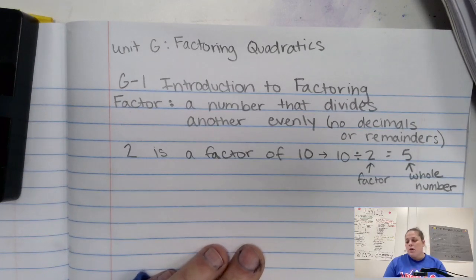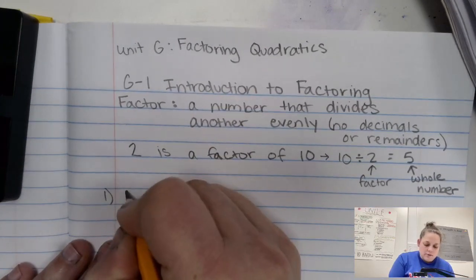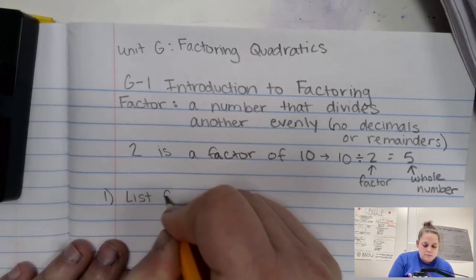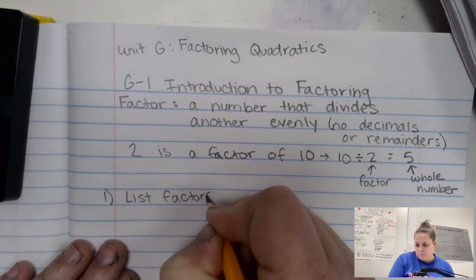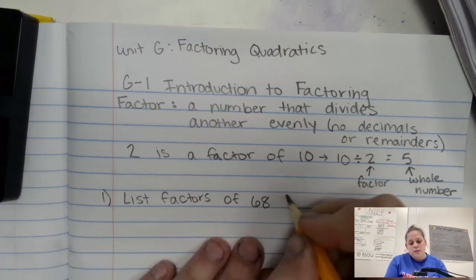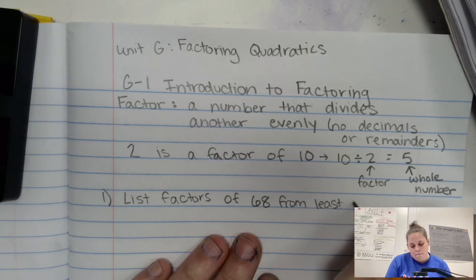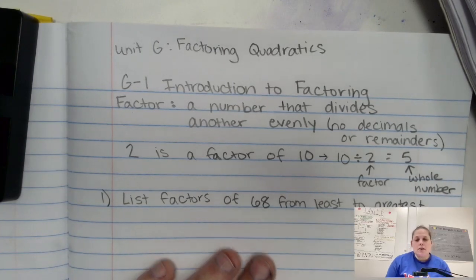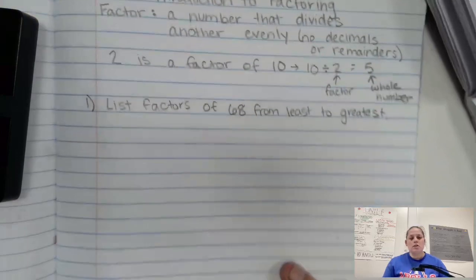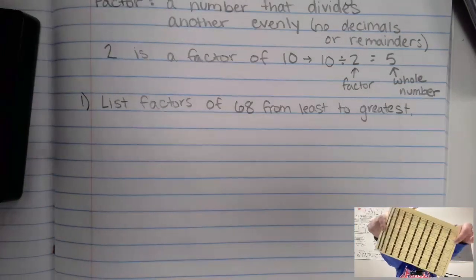Okay, so we have 3 examples today. We're going to start with number 1, which is just going to be list the factors of 68 from least to greatest. And we're not going to do this just willy-nilly. We could take a calculator, do 68 divided by 1, 68 divided by 2, 68 divided by 3, figure that out. But you have this handy-dandy sheet.